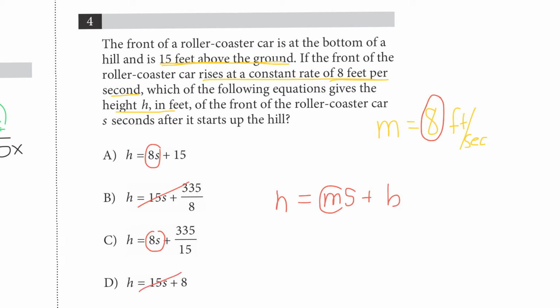And so the next thing is, what about the y-intercept? Well, it starts off at 15 feet above ground, so b is 15. And so this is the only one here that has 15 as your y-intercept. And that one's not right, and we already ruled that one out. So in this case, the answer has to be A. h equals 8s plus 15 for number 4.